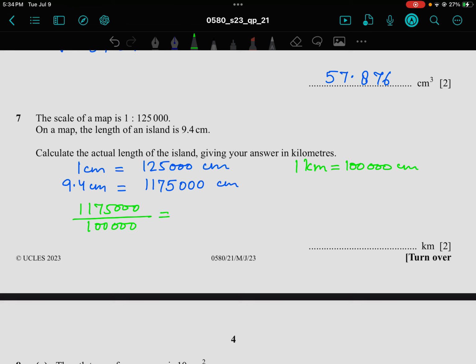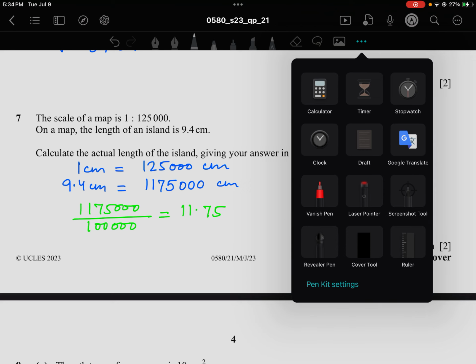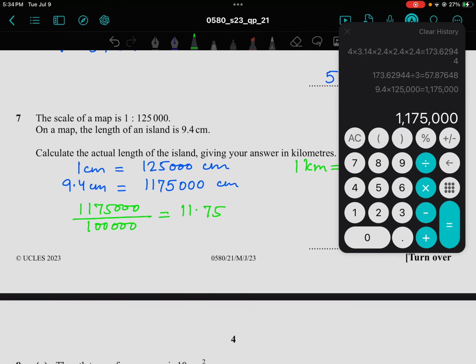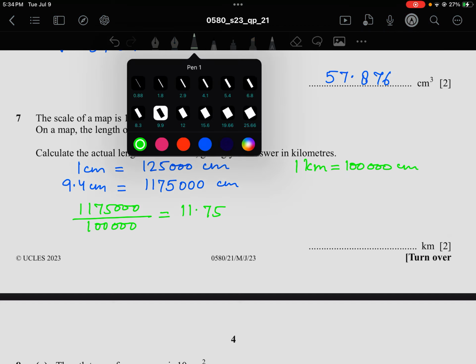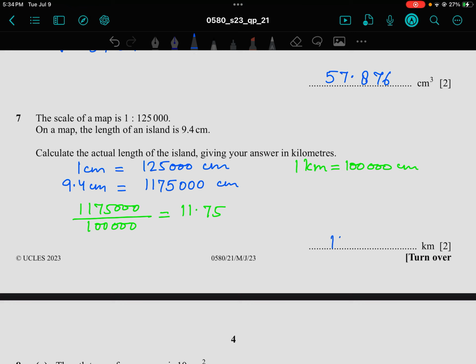So when you divide it by 100,000, what will you get? 11.75. I can show you here also. You divide it by 100,000. So 11.75 is your answer, this much kilometer.